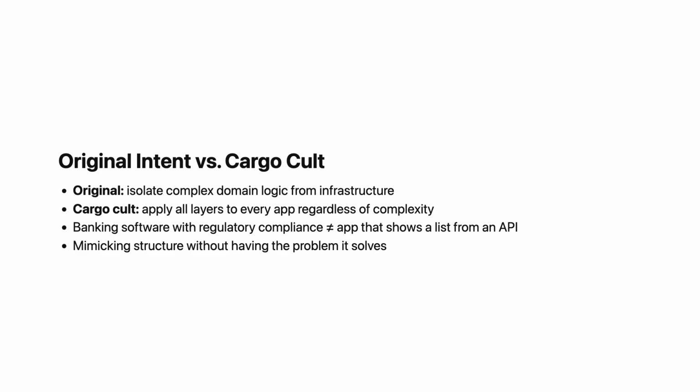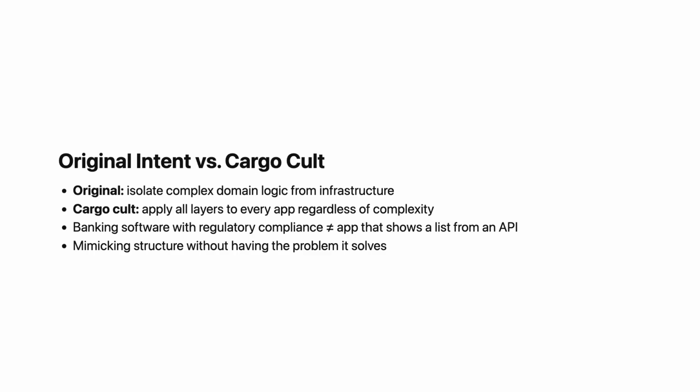In those systems, isolating domain logic from infrastructure absolutely pays for itself. But somewhere along the way, the Android community took these ideas and applied them to apps that display lists of items from a REST API. That is cargo cult architecture. You are mimicking the structure without having the problem it was designed to solve.